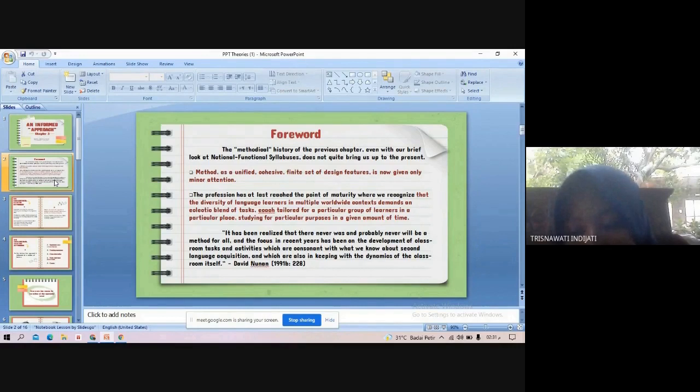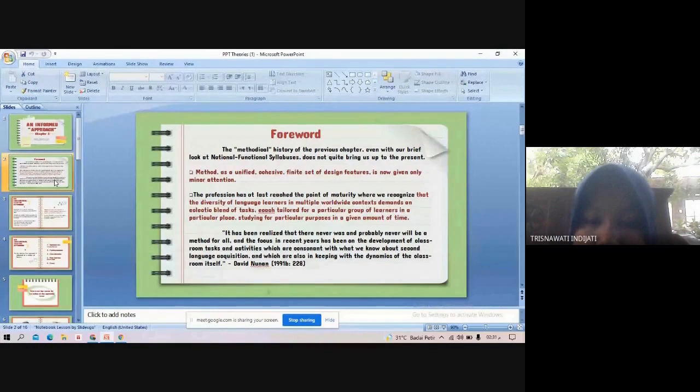And the focus in recent years has been on the development of classroom tasks and activities which are consonant with what we know about second language acquisition and which are also in keeping with the dynamics of the classroom itself.